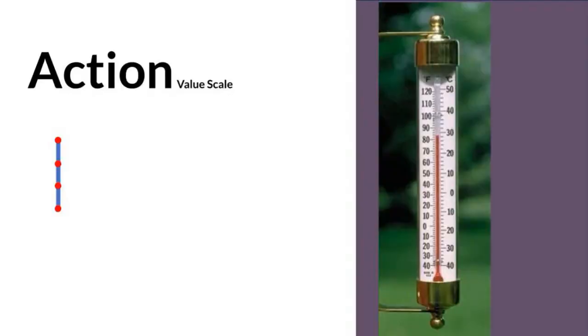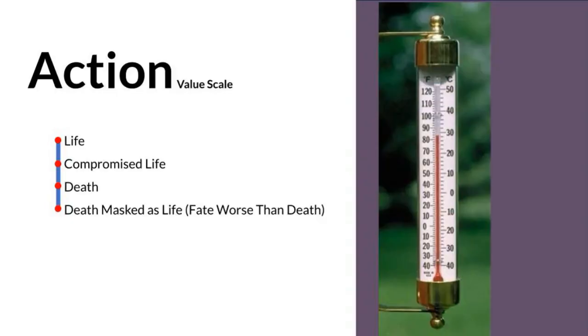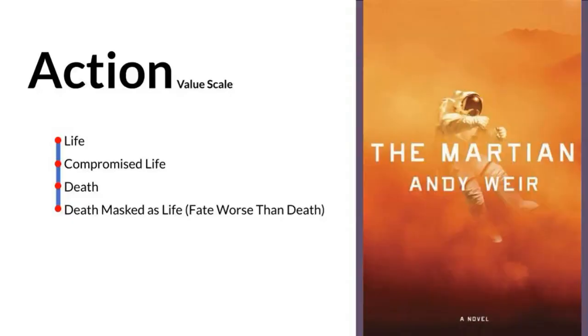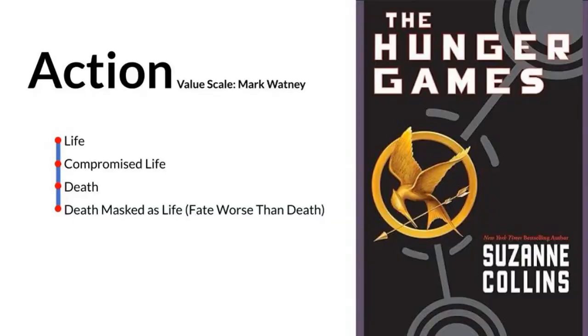Action is the most primary, most elemental external dynamic. The action scale is from life to death with gradations between and below. For example, invigorated, exhausted, wounded, in a coma, dead. As for death masked as life, think about The Martian and imagine Mark Watney stuck on Mars if he'd figured out a way to keep his potatoes alive. And if he was living on potatoes for the next 60 years all by himself, that might have been a fate worse than death. Another action story dynamic, The Hunger Games.